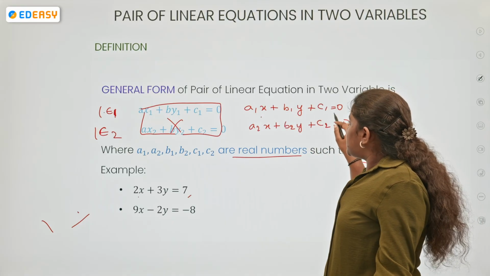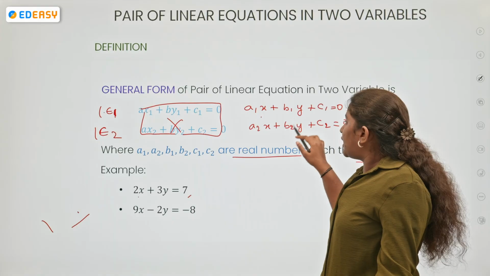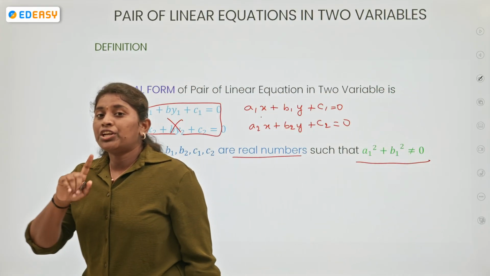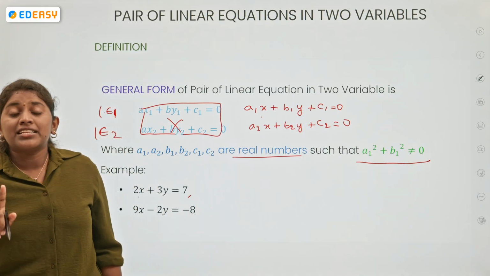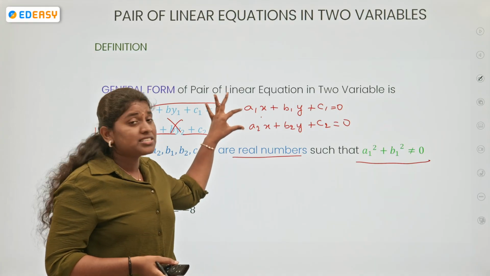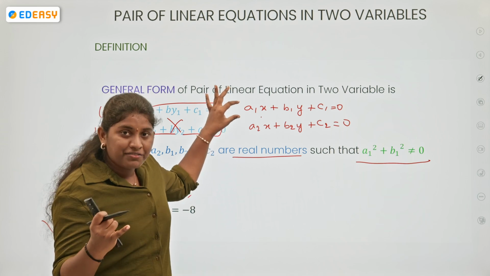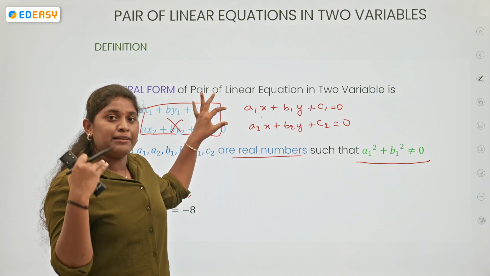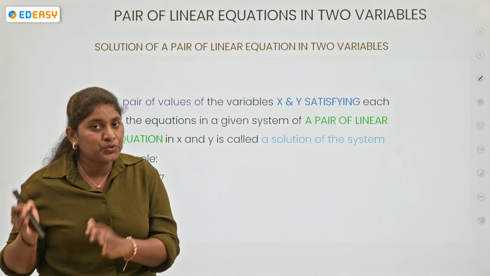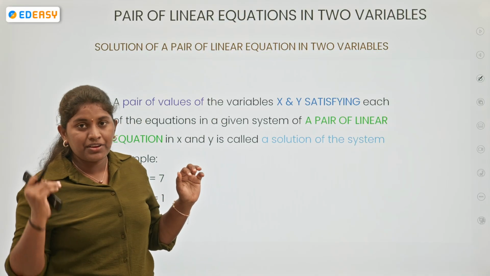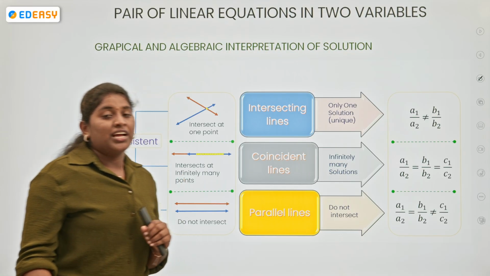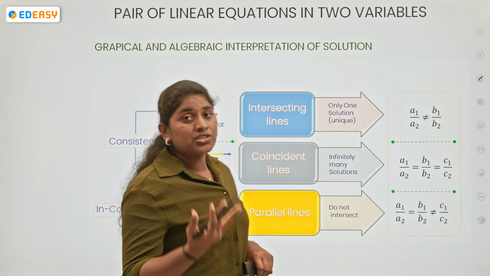A1x plus B1y plus C1 equals 0 and A2x plus B2y plus C2 equals 0. Here, another point we need to consider is they have the same variables with the same power. These two equations have the variables x and y, and the power of x is 1 and the power of y is 1. For a pair of linear equations in two variables, we have the same variables and the same power of the variables. Clear?